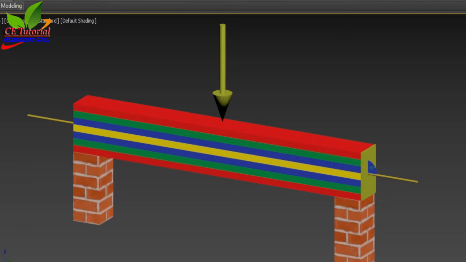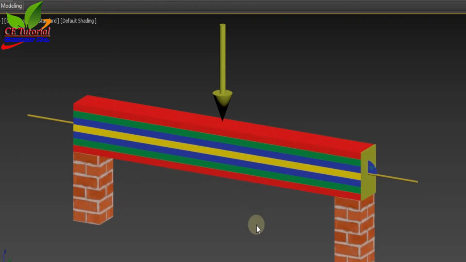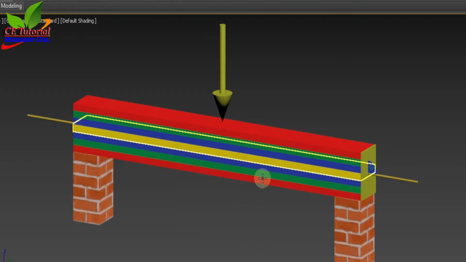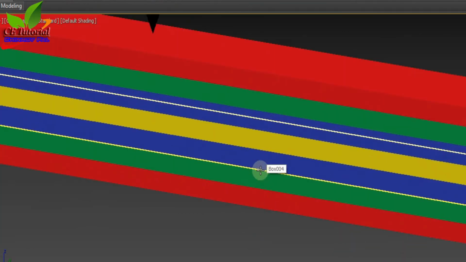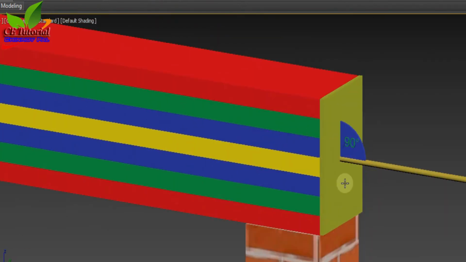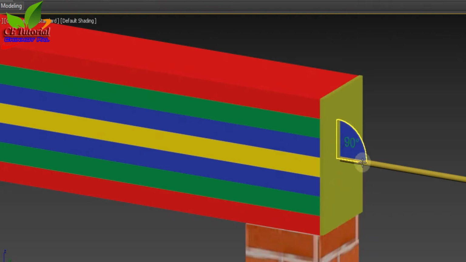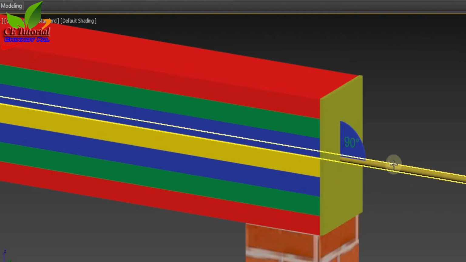Look at this picture. This beam consists of some layers. I have given a different color to each layer to understand it very well. Those layers are free to each other, that means there is no kind of friction between two adjacent layers. This is the cross section you can see before the application of load, and this cross section makes an angle of 90 degrees with the longitudinal axis of this beam.